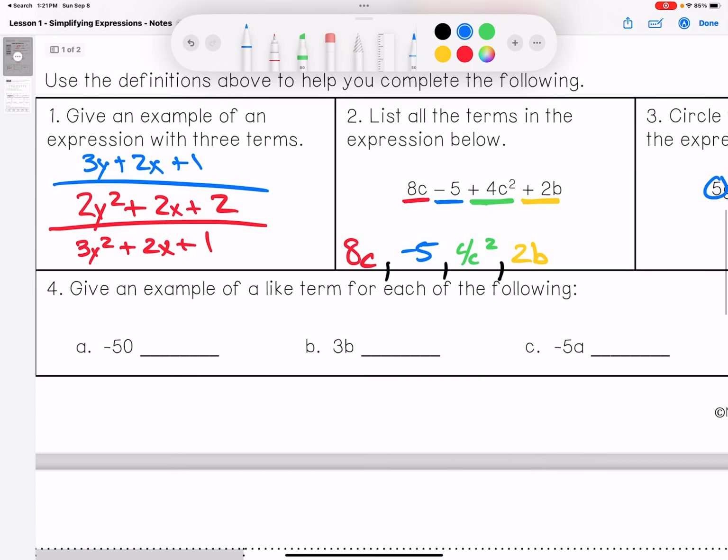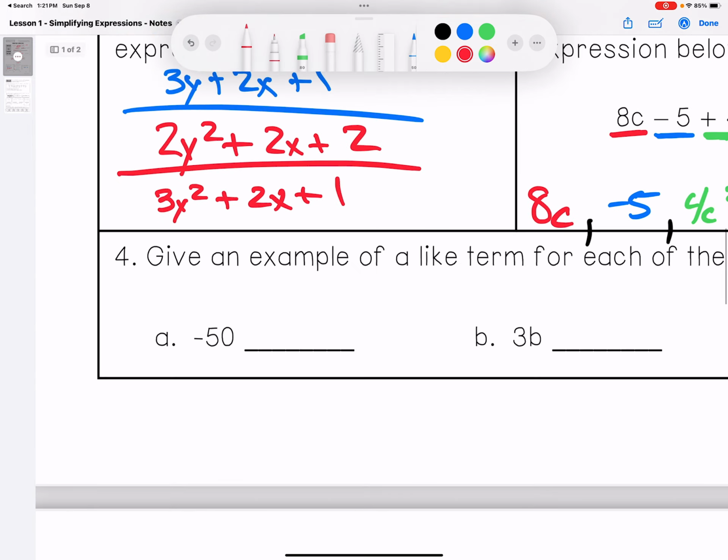Give an example of a like term for each of the following. So they gave us a number, or sometimes a number and a letter, and we got to make a term that is like it. Okay? So what is another term for negative 50? Any number in the world. 1 million, I don't care. You could do 5. You could do negative 5. You could do positive 50. Guys, it could be whatever. Okay?